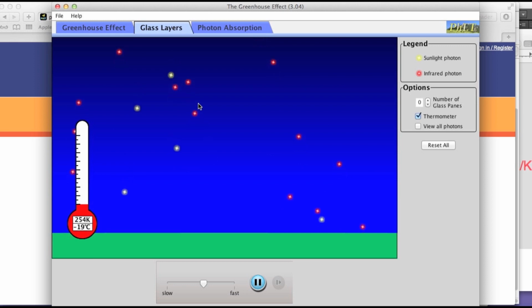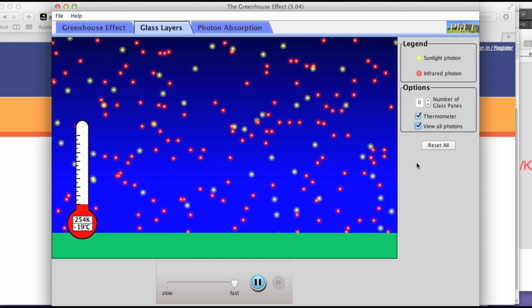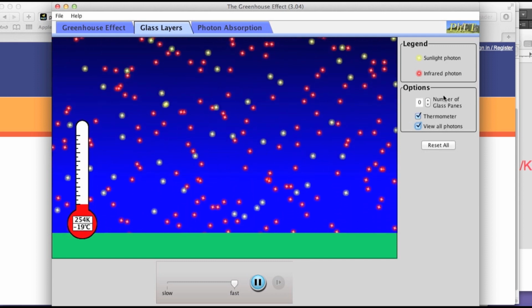And in this model we have actually no atmosphere, so it's like our model. Hey, 255 Kelvin, negative 19 Celsius in this case. So this is no greenhouse effect at all. I'll speed this up here so we can see a little bit more of the action. In fact, you can see all the photons. Now we can start putting in panes of glass.